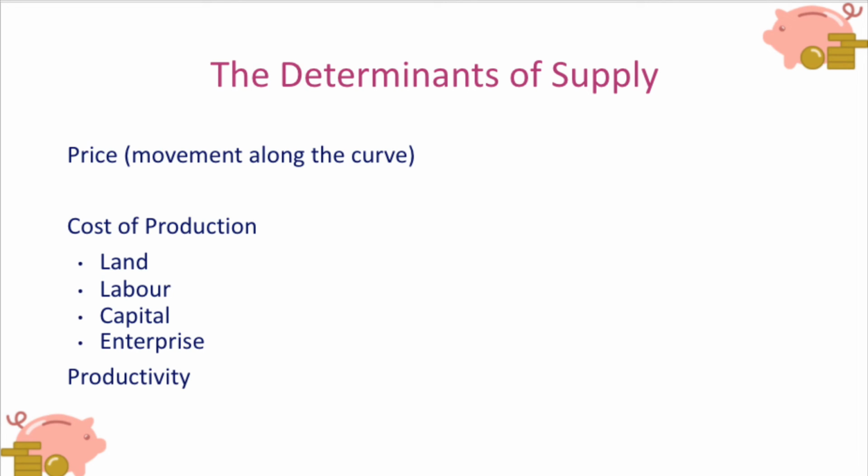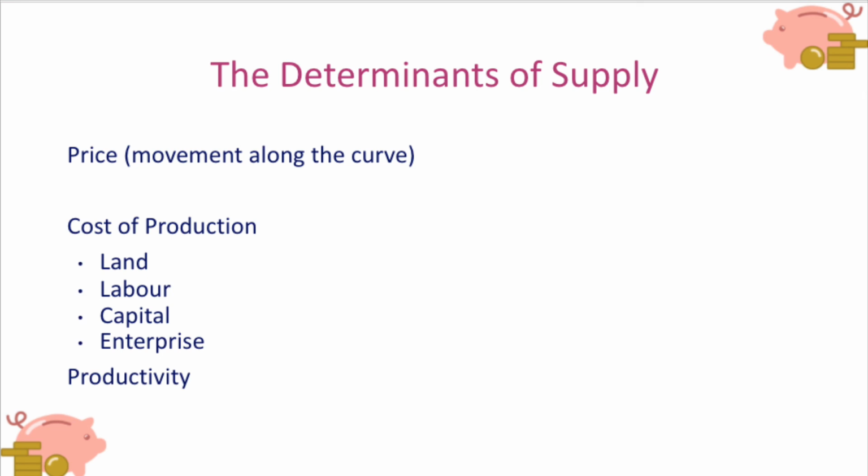I've broken this down into just two simple categories here, really. One will be the costs of production. So if the costs of production rise, the production will become less profitable, therefore there will be a reduction in the quantity supplied. So if the cost of land or labour or capital or enterprise were to rise, there would be an inward shift of the supply curve. There are lots of things that could cause those costs of production, those factor costs, to change.